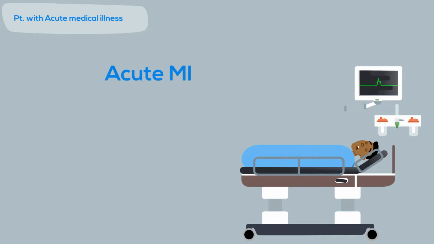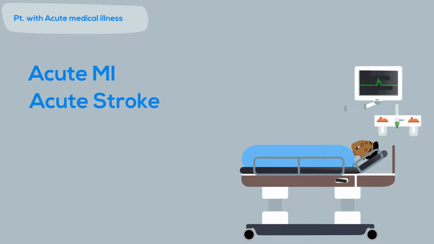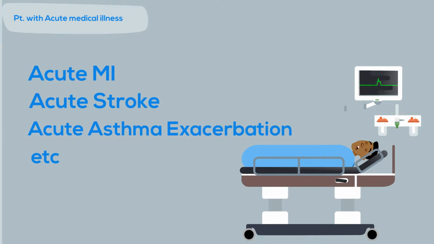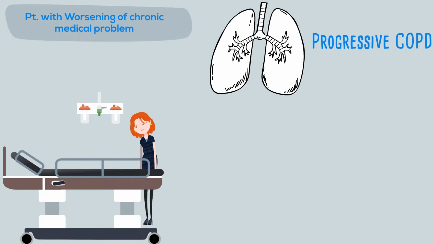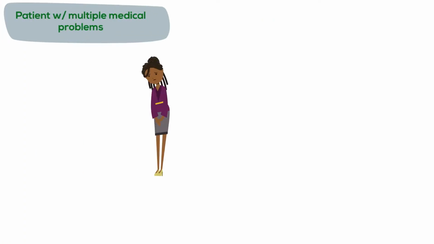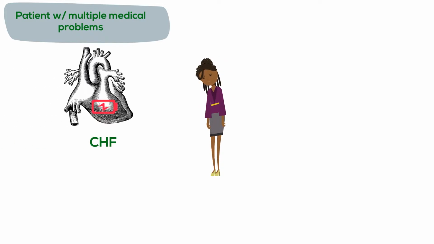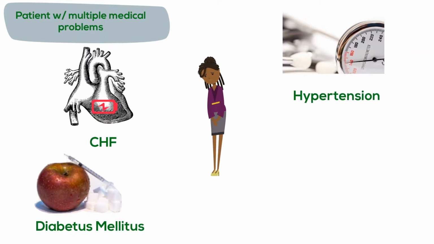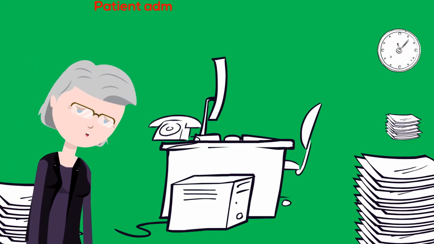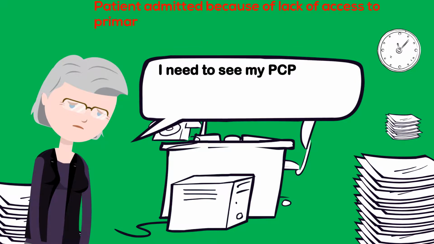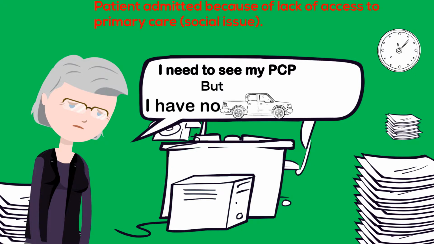Acute medical illness like acute MI, acute stroke, or acute asthma exacerbation. Worsening of chronic medical problem, for example, progressive COPD or CHF. Patient with multiple medical problems such as CHF, diabetes mellitus, hypertension, osteoarthritis, and obesity. Patient admitted because of lack of access to primary care, social issue, like lack of transportation or an inability to pay copays.